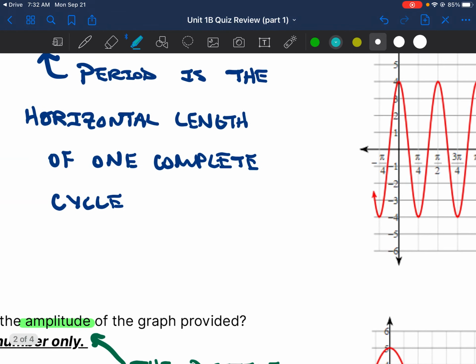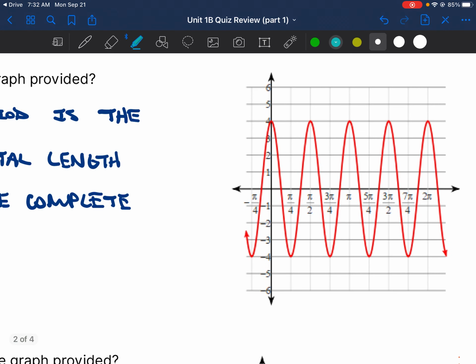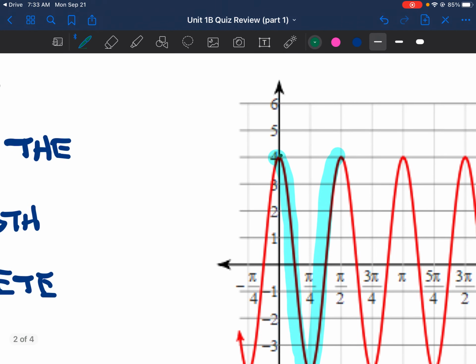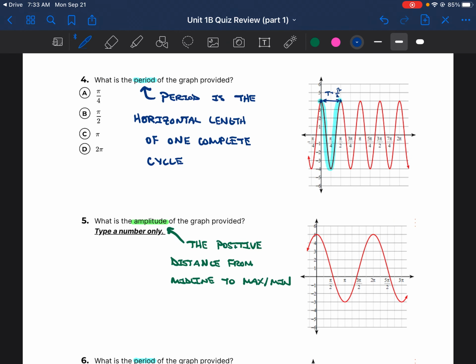find that horizontal length. Well, I can see that I can trace from here to here, and I would stop at pi over 2, because if I start highlighting any further than pi over 2, the cycle is just going to repeat itself. So we are looking at the horizontal distance from 0 to pi over 2. Here to here, so we know that horizontal distance is just pi over 2. And then the answer choice would be answer choice B.